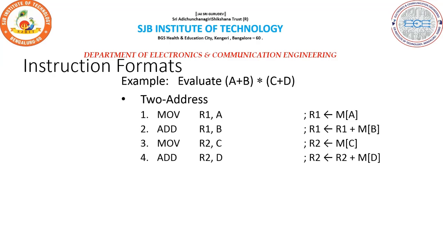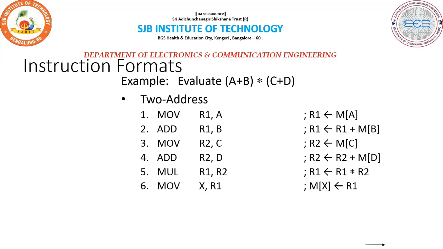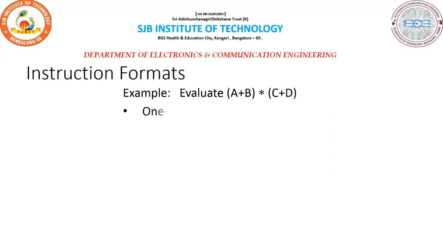Here the content of D is getting added to R2 and saved in the register R2, and now the multiplication of R1 and R2. So this is the instruction set only considering the two addresses. So we are not using the three addresses in this case.